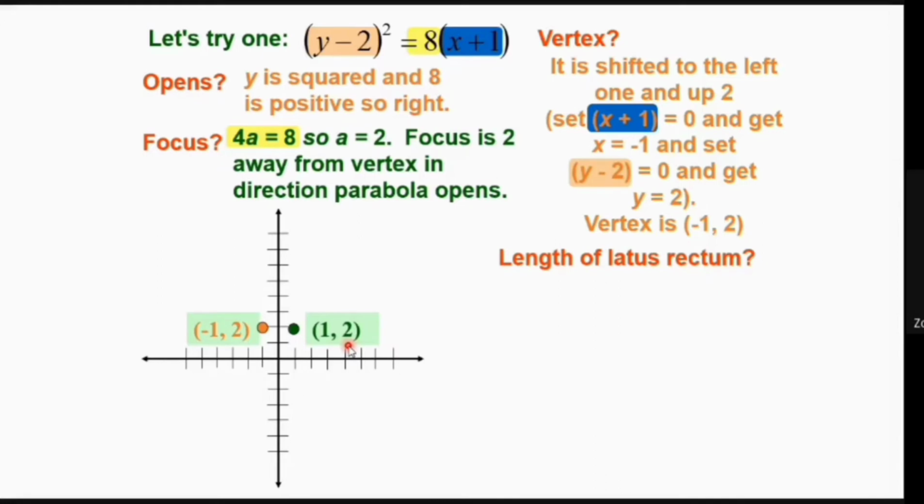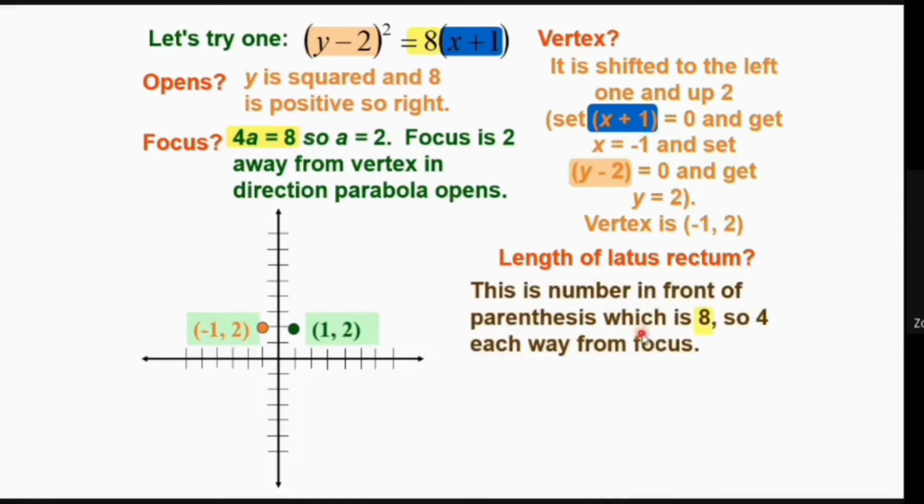How about the length of the latus rectum? Alam natin na yung length of the latus rectum is equal to 4A. So, ibig sabihin, kung ano yung value ng 4A in this equation, ang value ng 4A ay 8. Ibig sabihin, yun po yung haba ng line segment na latus rectum. Okay? So, ibig sabihin, yung 4A is equal to 8. Yung 8 na yan is actually the length of the latus rectum.